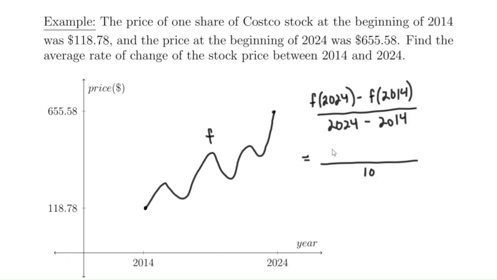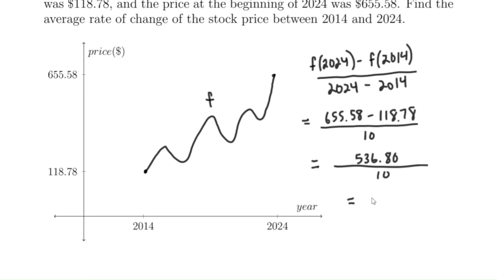Now, f of 2024 would be this 655.58 number. And f of 2014 would be this 118.78 number. So let's subtract these. And I used a calculator and got $536.80. That's how much the stock price went up. That's the difference between these two values, $536.80. But that happened over a 10-year interval. So when we divide by 10, we get 53.68. Now, what does that mean?